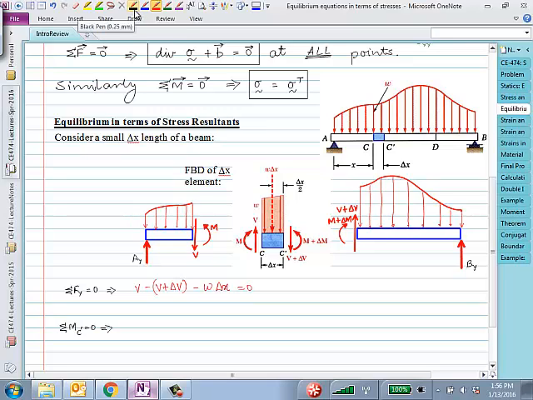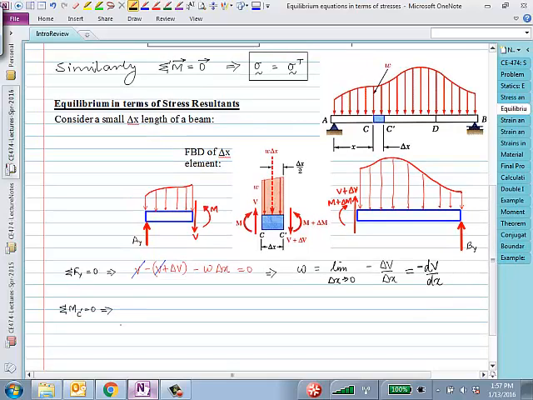So if I take this, V and V cancel off, and I can rewrite this as W is equal to minus delta V over delta X, and in the limit delta X tending to 0, I would get that equal to minus dV/dx. This is hopefully something that you've seen before.